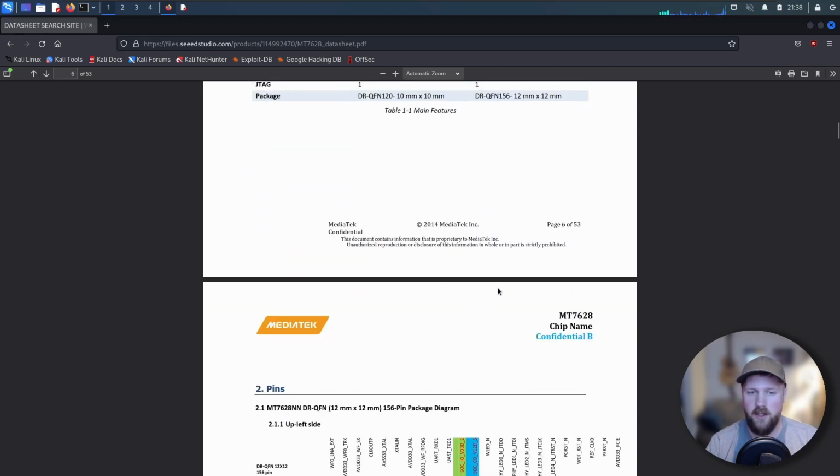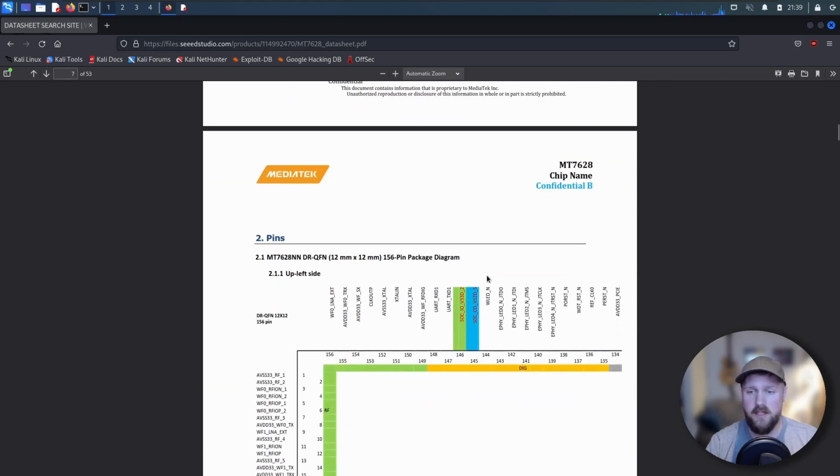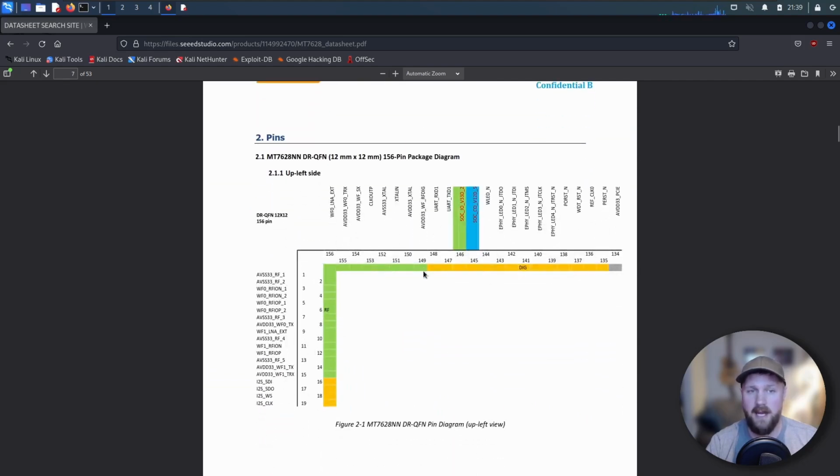If I just scroll down a little bit more, the other thing that I always want to see on data sheets and take a look at is the pinout. And this here is going to give us the pinout. Again, just a quick reminder, there's going to be two pinouts here.